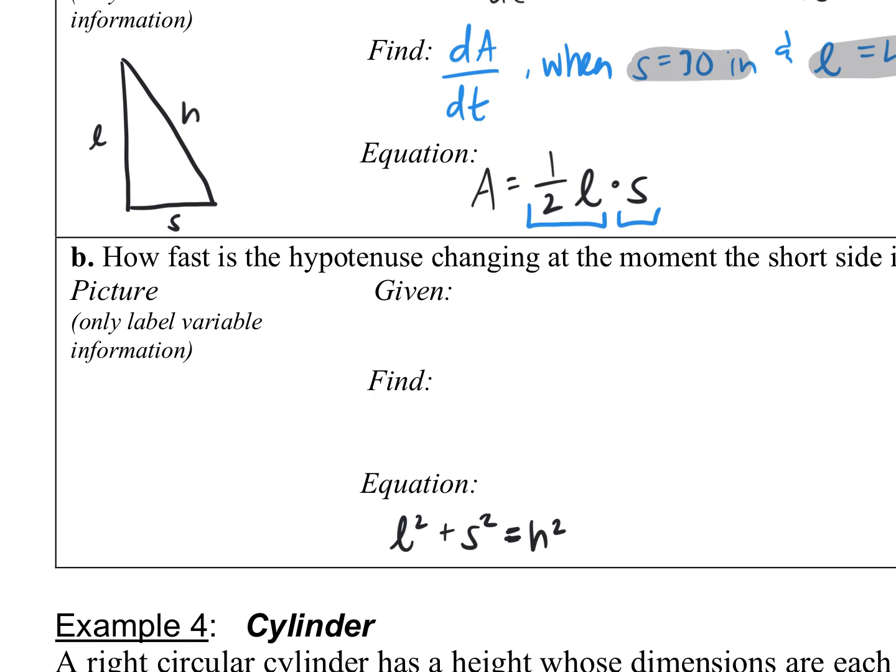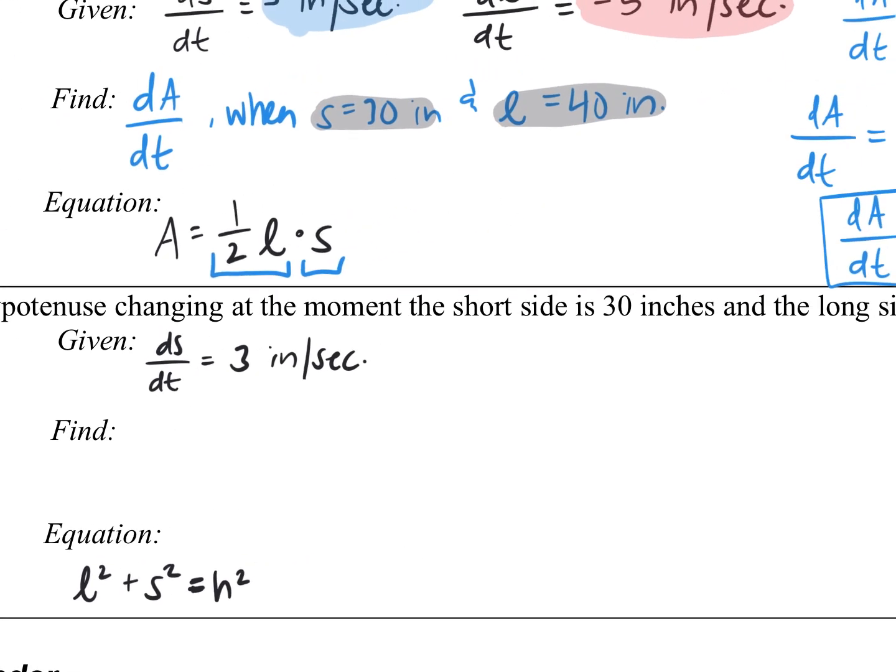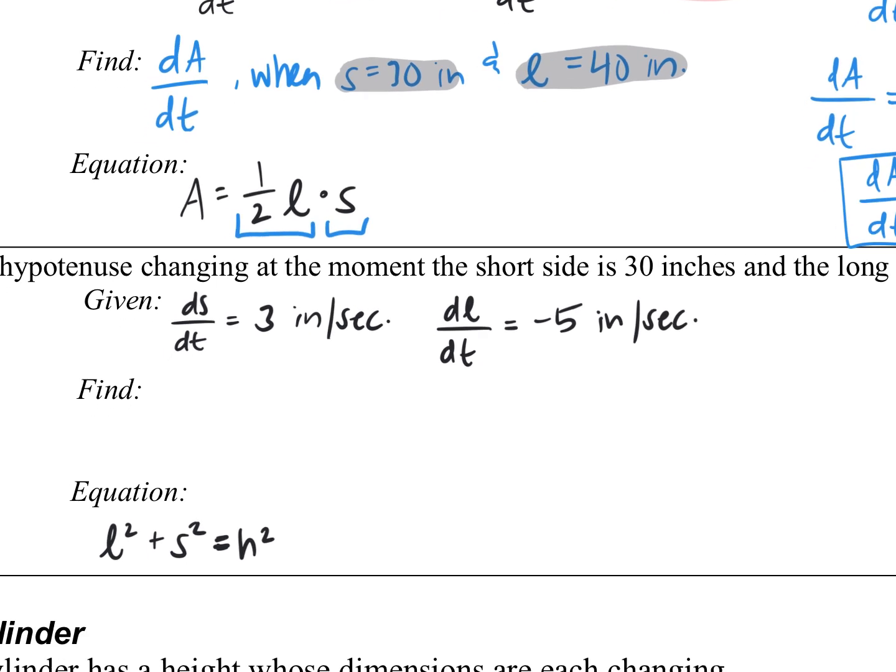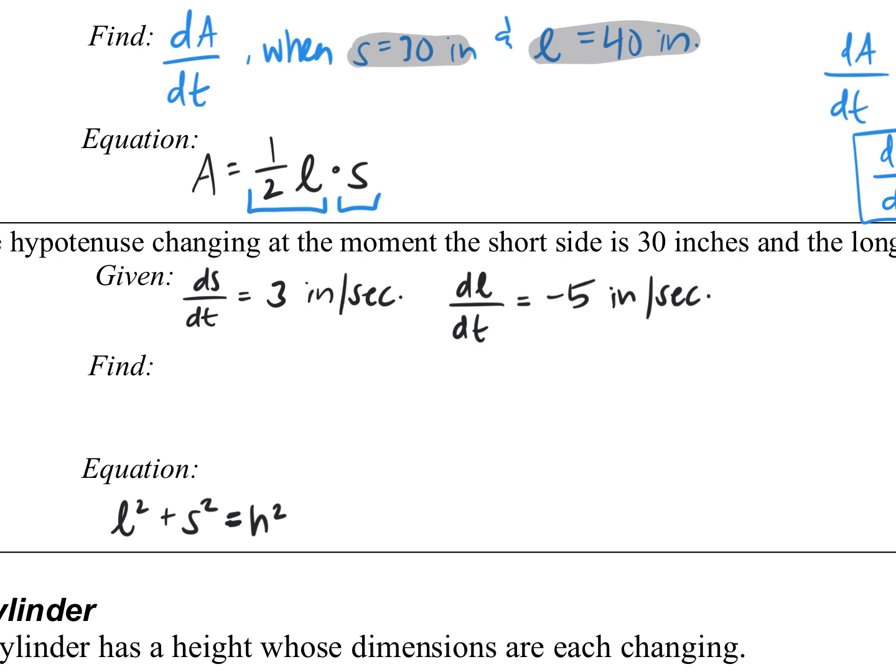And so we are given the same information as up above. We still know that ds dt is equal to 3 inches per second, and dl dt is equal to negative 5 inches per second. Now this time we are finding the relation of our hypotenuse. How fast is our hypotenuse changing? So that's going to be dh dt when our side length is 30 and our length is 40.